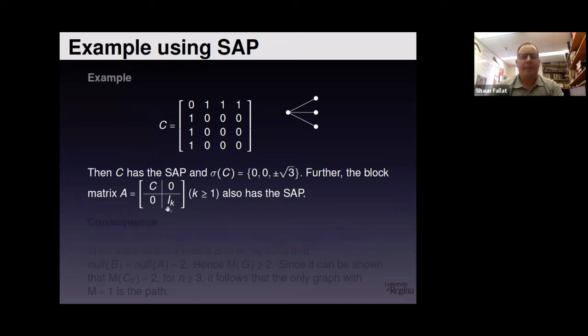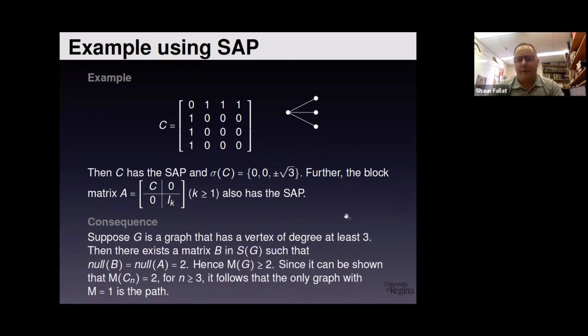It can be checked. And so the actual consequence here is that if a graph has a vertex of degree at least 3, then there will be a matrix B in S of G so that the nullity of B is the same as the nullity of A up here, but the nullity of A happens to be 2. And so therefore the maximum possible nullity has to be at least 2. And so what happens is, if you have a vertex of degree at least 3, capital M is at least 2.